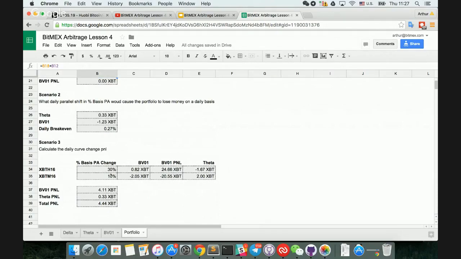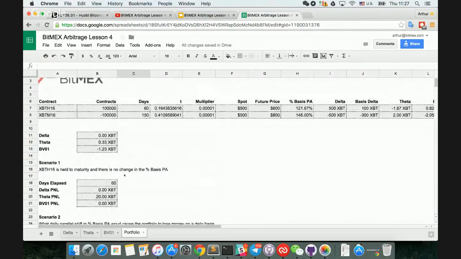And the way that you determine that threshold is by taking a look at the interplay between your BVO1 and your theta P&L. Now, there aren't any super easy tools to do this. However, you can basically model these quite easily by just constructing your simple contracts, days to expiry, multiplier, spot price, futures price. And then you can stress your portfolio in different ways.